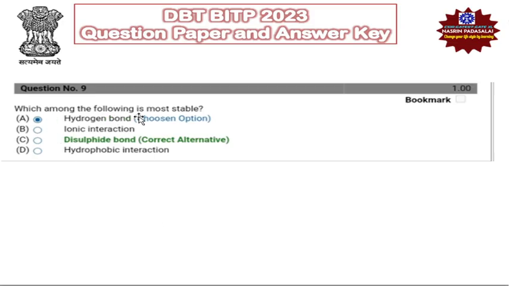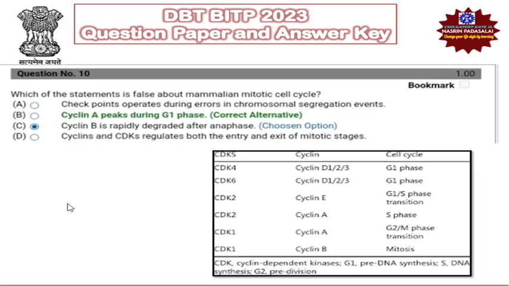Next, which one of the following bonds is more stable? The correct answer is the disulfide bond. A disulfide bond is a kind of covalent bond. It is formed between two sulfur atoms. So the correct answer for this question is the disulfide bond.